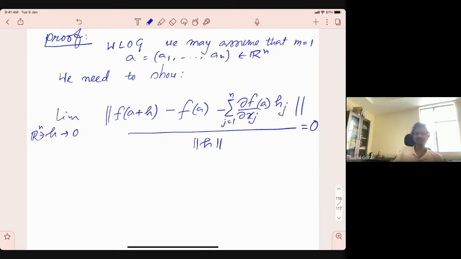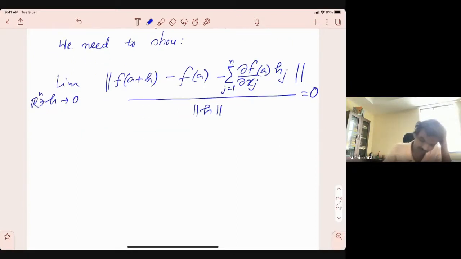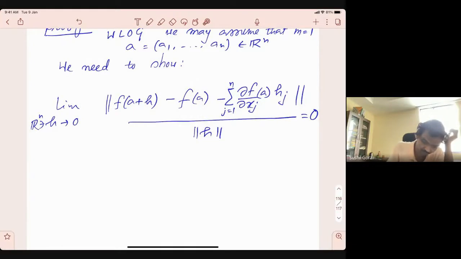So is it understandable to everybody till now? Any question? All right. So we need to show this one. So we will focus on this part.